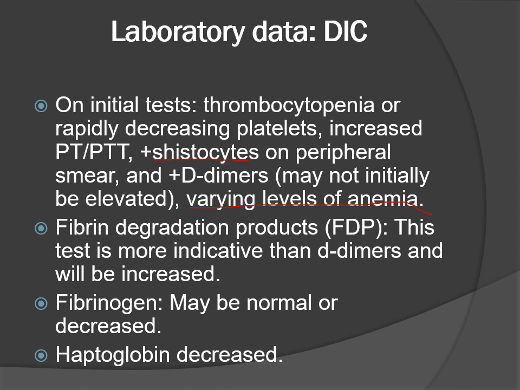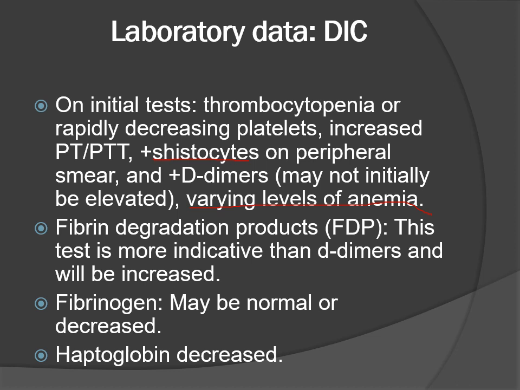Fibrin degradation product, like we talked about, is probably a little more sensitive and specific than D-dimer and fibrin levels, but it's typically difficult to check. Fibrinogen might be normal or decreased, so the more they bleed, the more fibrinogen they're going to use, and it's going to eventually be decreased. Haptoglobin is going to be decreased.